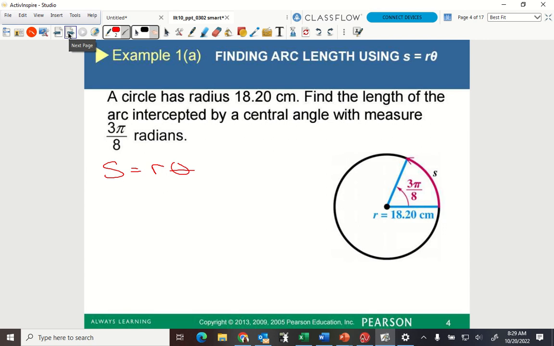So, S is the pizza crust, R is the radius, and theta is the angle that I'm dealing with, in radians. Okay. It says a circle has a radius of 18.20 centimeters. Find the length of the arc intercepted by the central angle with a measure of 3 pi over 8. Let's fill in our variables as I go. S is what I'm looking for. R is going to be 18.20, and theta is 3 pi over 8.